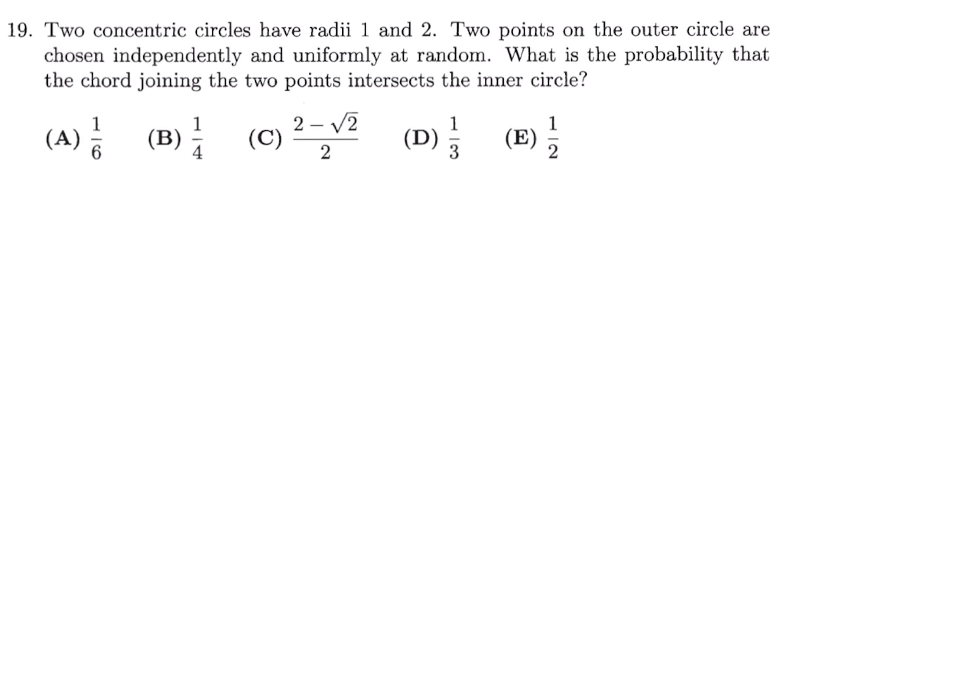2 concentric circles have radii 1 and 2. 2 points on the outer circle are chosen independently and uniformly at random. What is the probability that the chord joining the 2 points intersects the inner circle? So we've got one circle and we've got another circle like that, concentric. They have the same center, and the center is somewhere here.